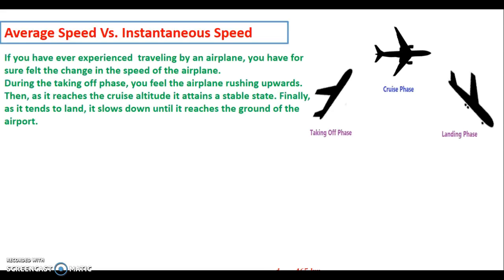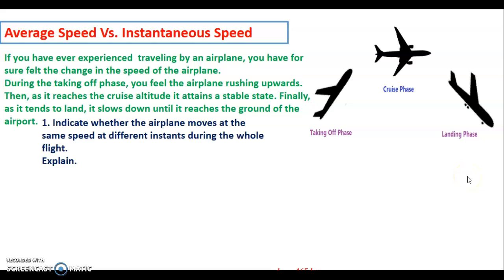Average speed versus instantaneous speed. If you have ever experienced traveling by an airplane, you have for sure felt the change in the speed of the airplane. During the taking off phase, you feel the airplane rushing upwards. Then, as it reaches the cruise altitude or the cruise phase, it attains a stable state. Finally, as it tends to land, it slows down until it reaches the ground of the airport.